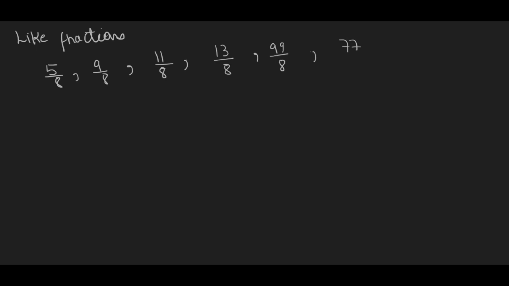Some children are facing problems in understanding like fractions. So children, like fractions are those fractions that have the same denominator. For example, 5/8, 9/8, 11/8, 13/8, 77/8. Fractions which have the same denominator are called like fractions.